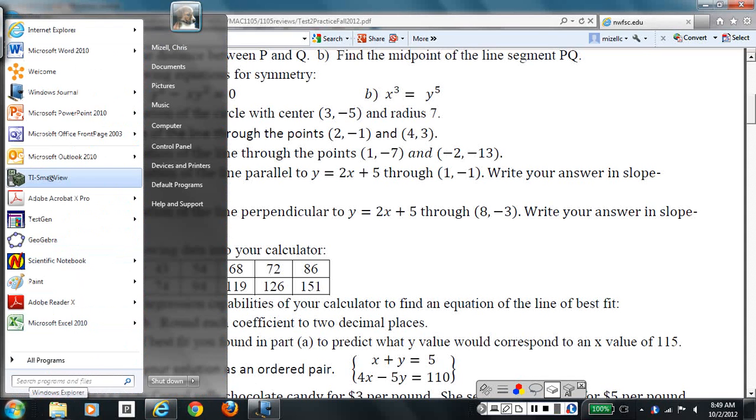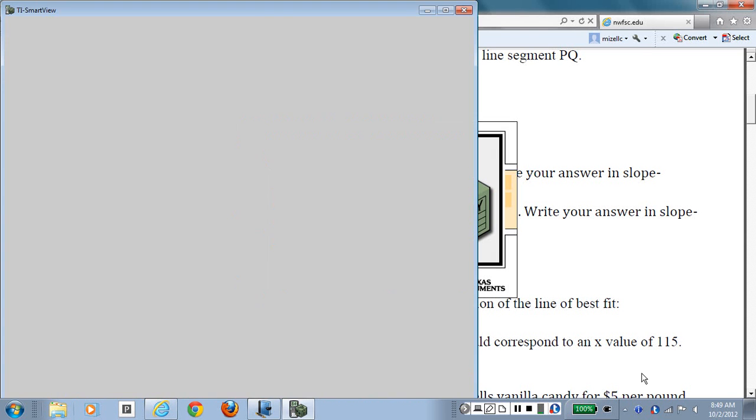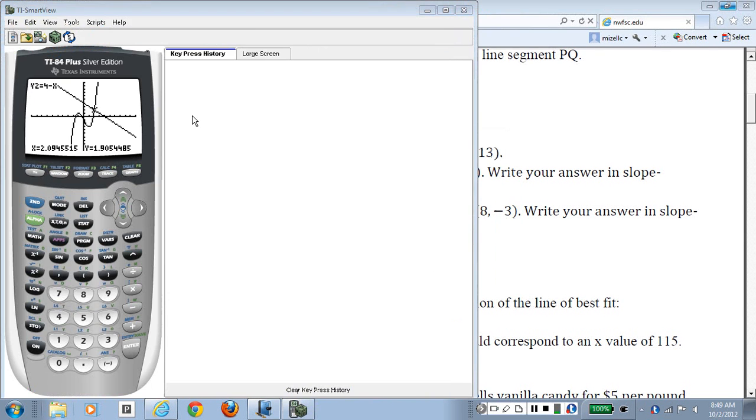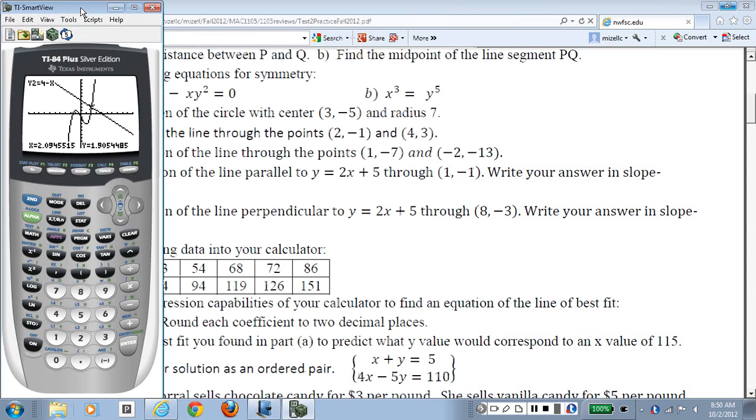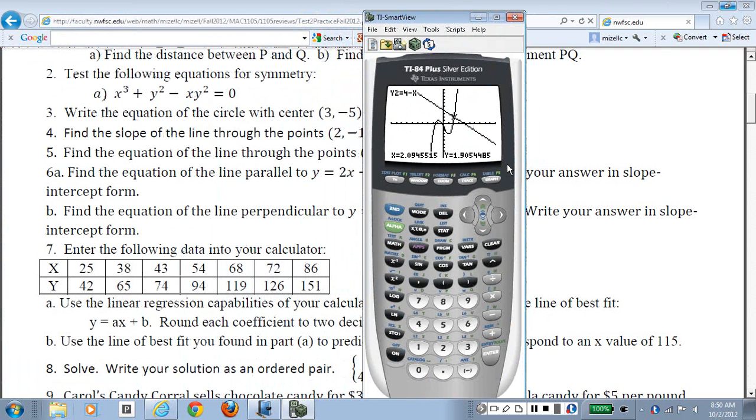So let's see. Has everyone turned off your stat plot? If not, it's a good idea. I probably do want to view the key press history.